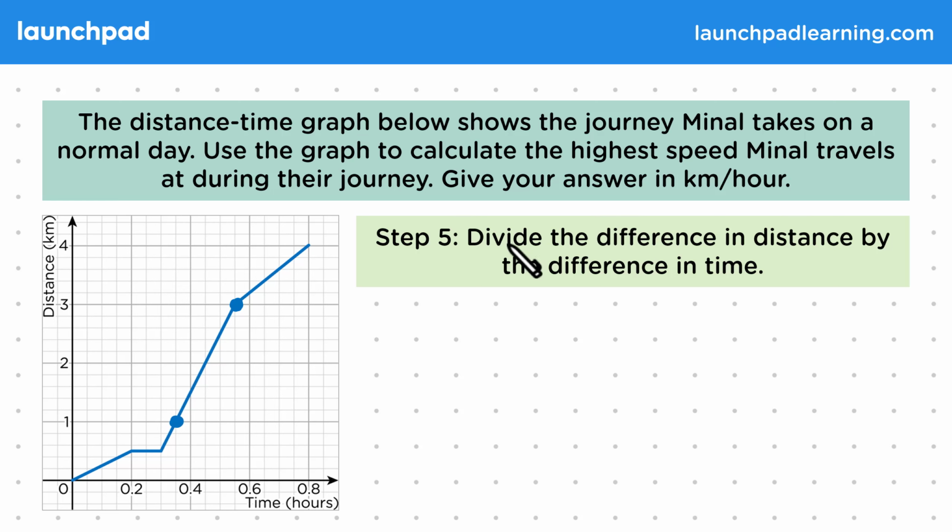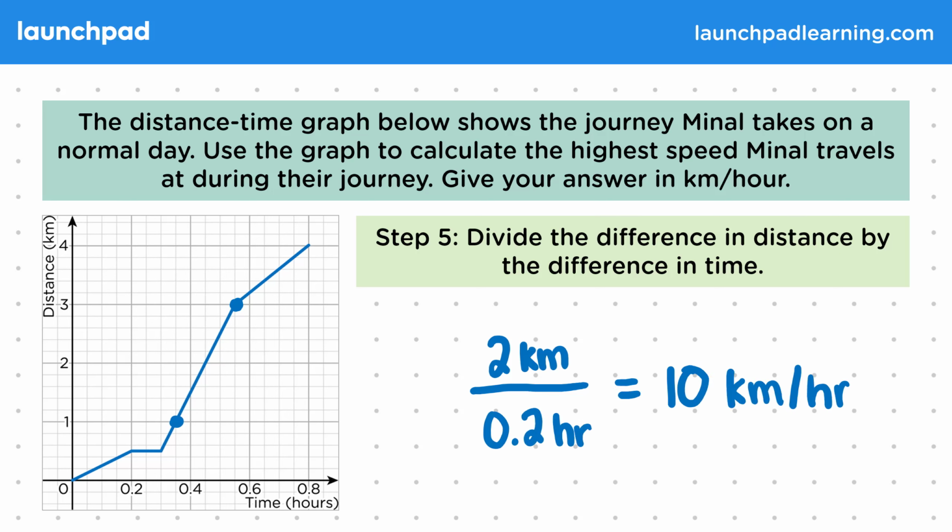Finally, in step 5, divide the difference in distance by the difference in time. If we wanted to, we could have done the steps of finding both differences and dividing them all at once, but this way we take a little extra time to make our working clearer. The differences we found were 2 kilometres and 0.2 hours. So we divide 2 by 0.2 to get a speed of 10 kilometres per hour.